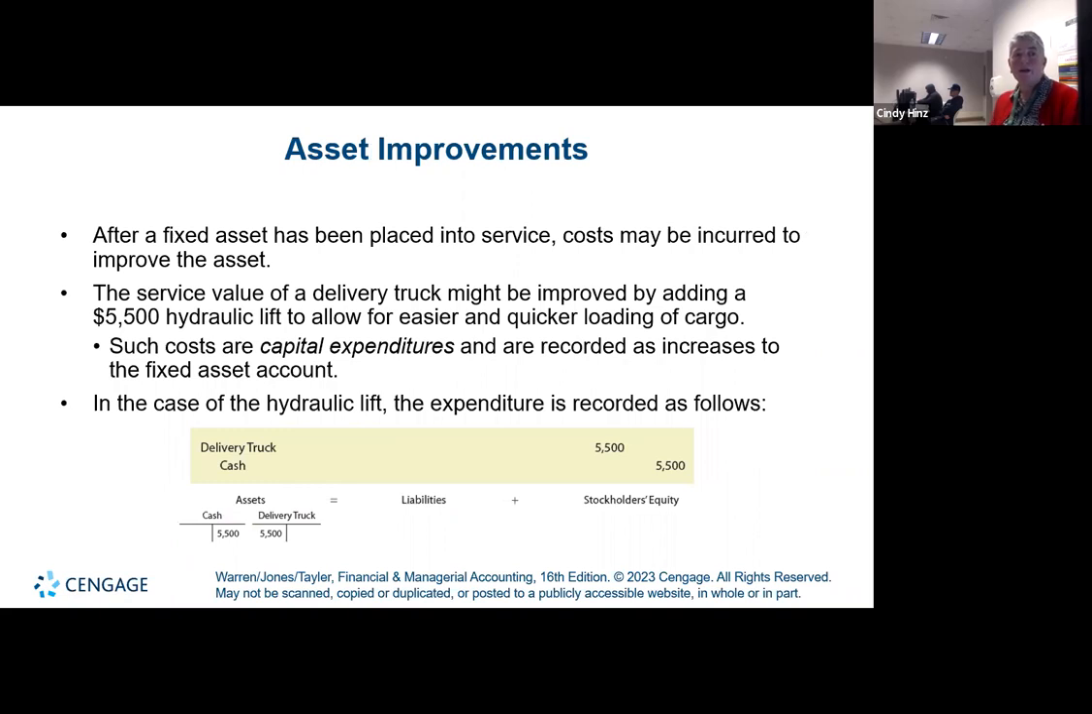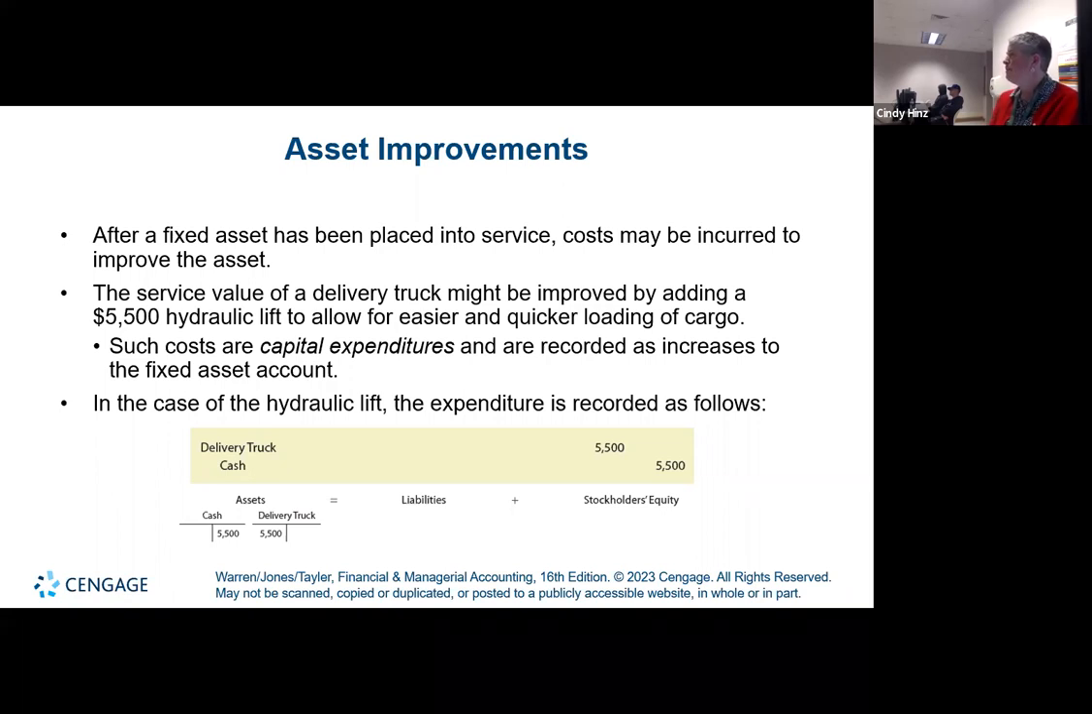Asset improvements are capital expenditures. And so they would actually increase the value of the asset itself, the equipment, or in this case, the truck. We need to recognize when something is an extraordinary repair, it's not making it better than it was originally, but it's restoring some of the usefulness. An asset improvement actually makes the asset better than it was originally. So it could be putting in some new feature. It could be something that's installed and can't be removed.